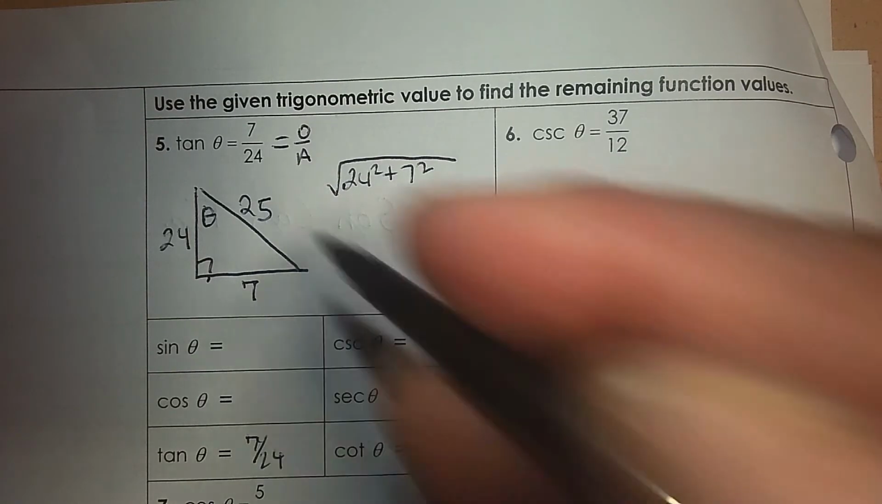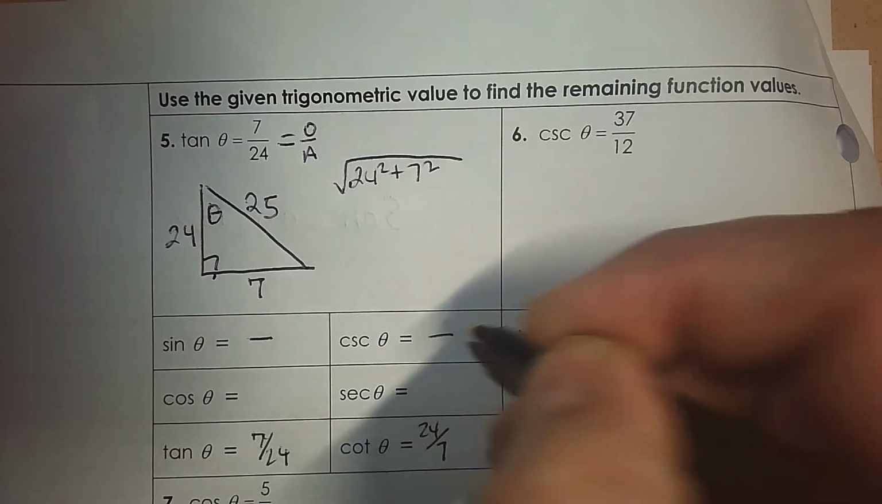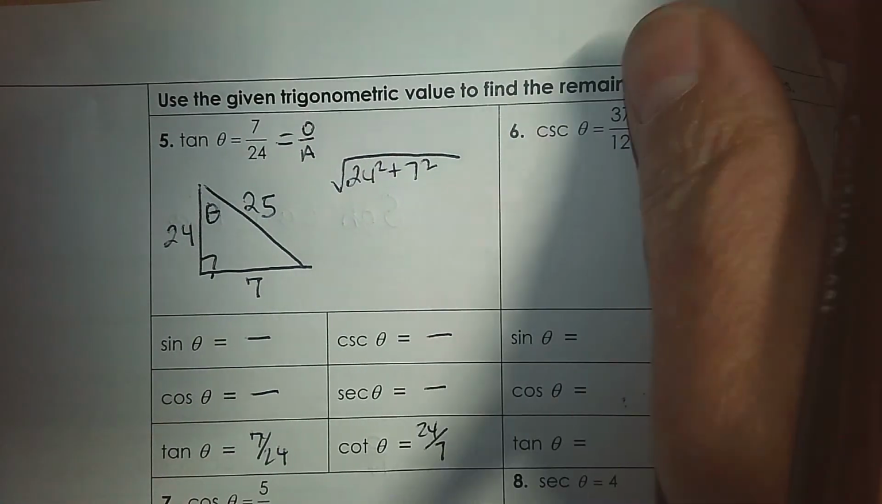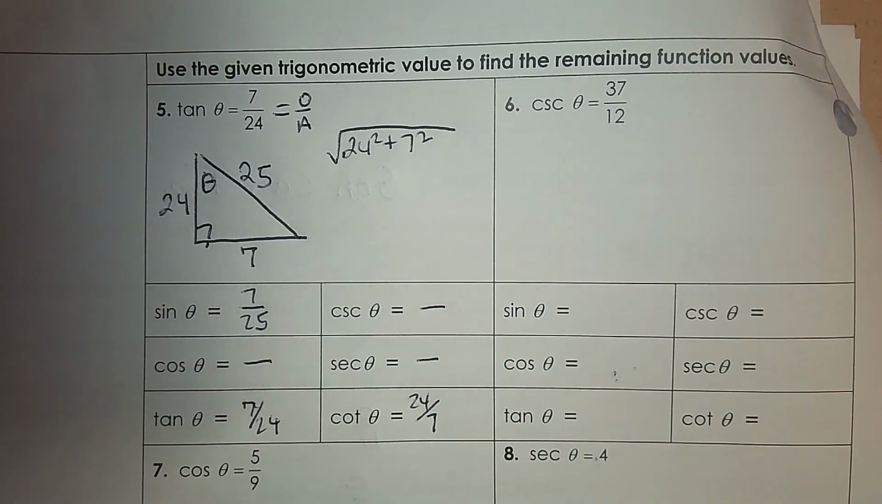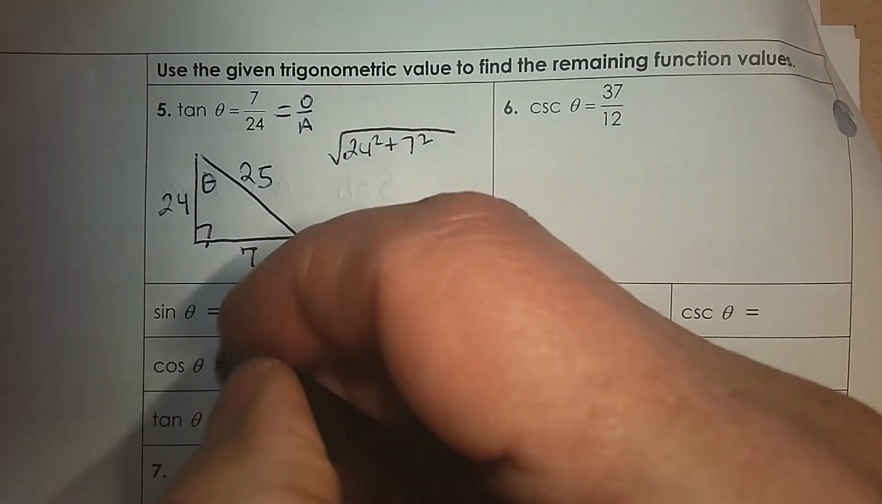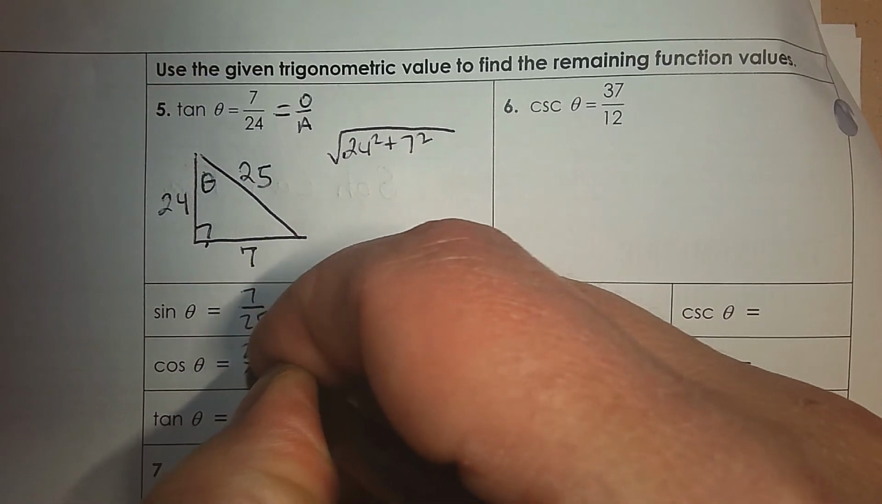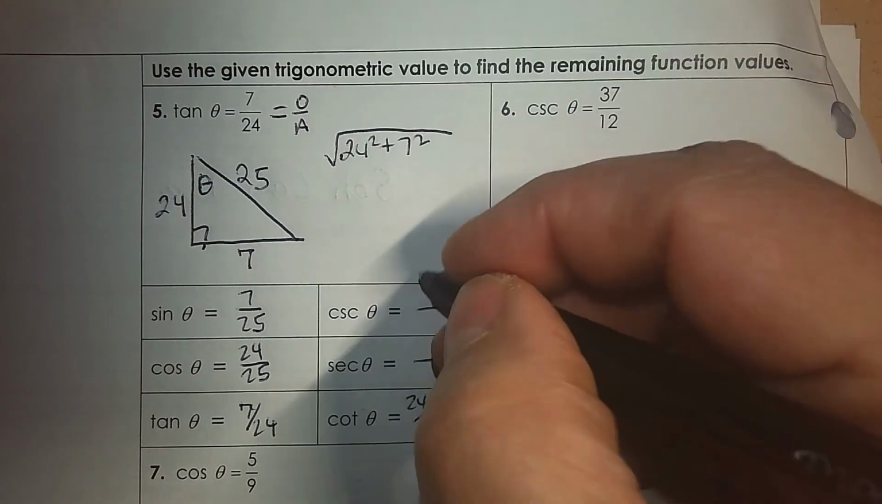All right, now we can fill in. Tell me what's missing. So, what's sine? Opposite over hypotenuse. What's cosine? Adjacent over hypotenuse. And then the reciprocals, and it's over.